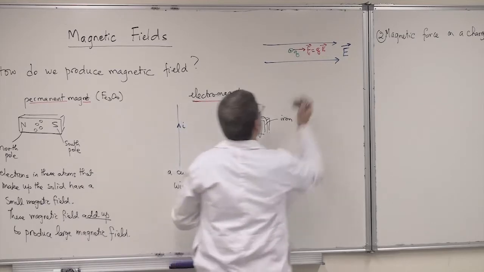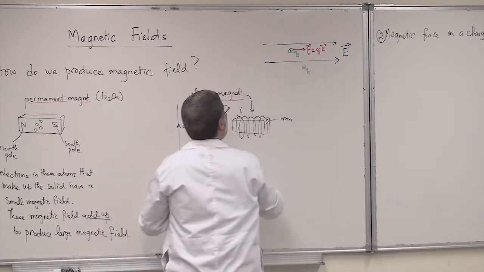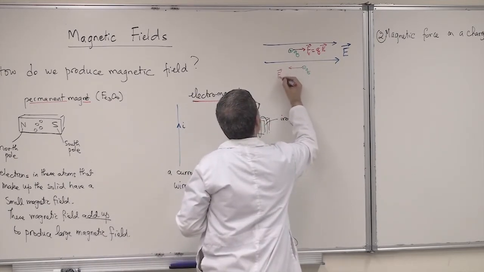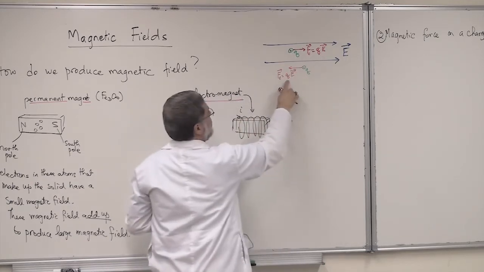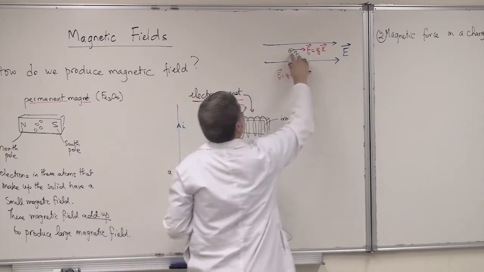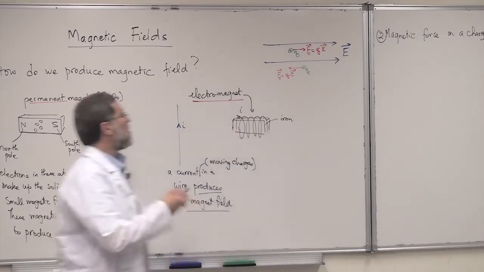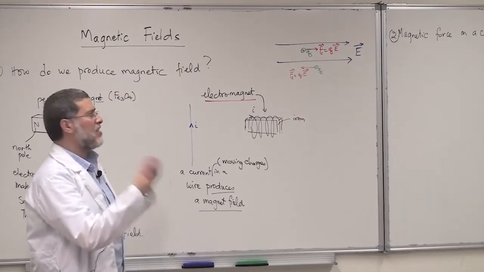If you have a negative charge here, this is a reminder only. Negative charge Q, there will be a force on this charge in this direction. The electric force is Q times E. Because the charge is negative, the force and the electric field are in opposite directions. Because the charge is positive here, the force and the electric field have the same direction. Okay? That's about electric force for a charged particle in an electric field.